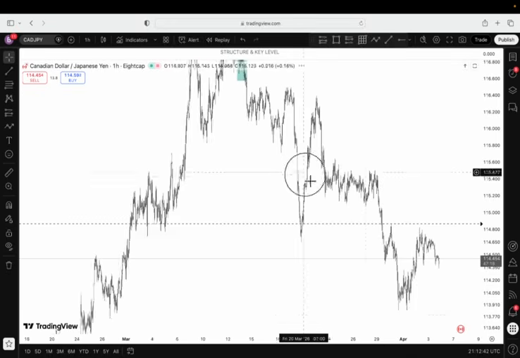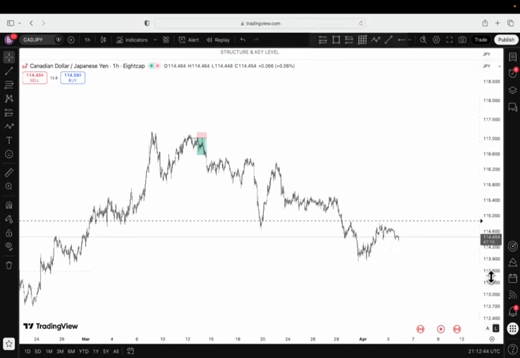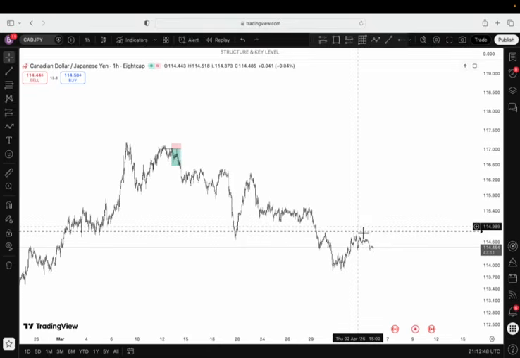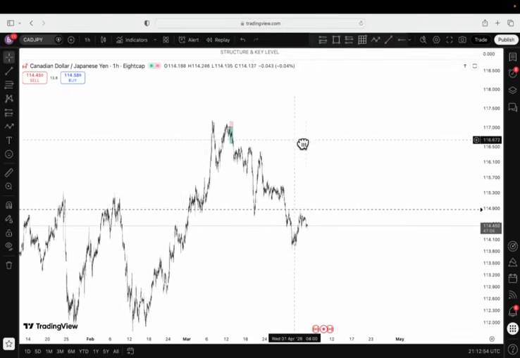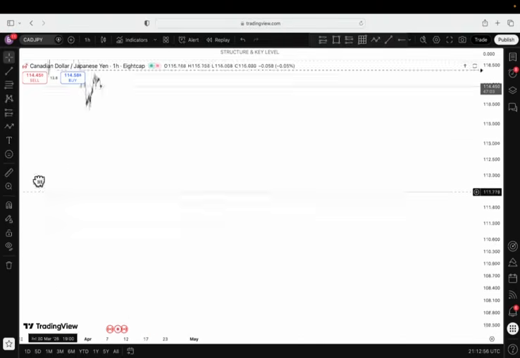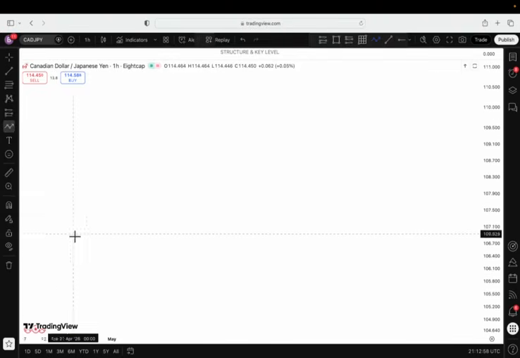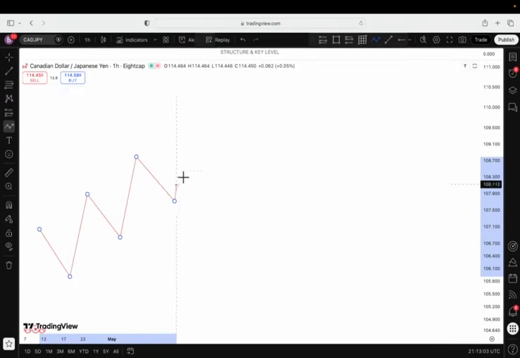Okay, I think there are some changes on this one. Okay, I think I have an alert here. Then that should be the inducement. So let me use this CADJPY to explain something yet again. I'll first of all draw. Let me draw something.